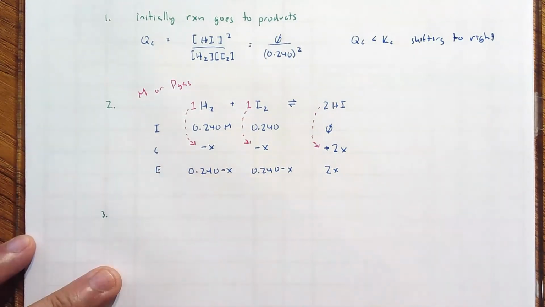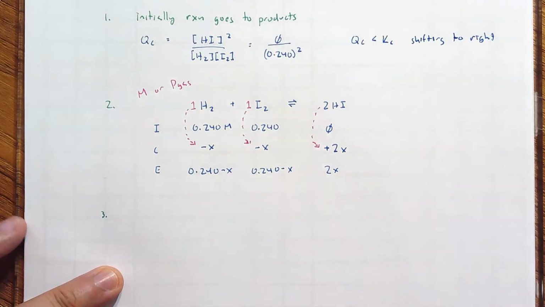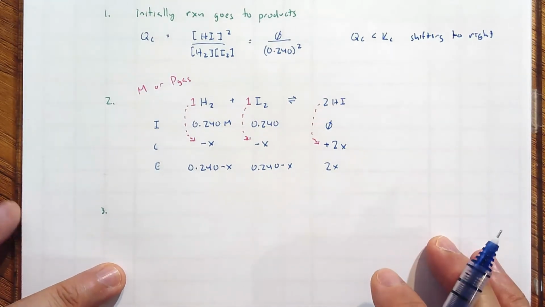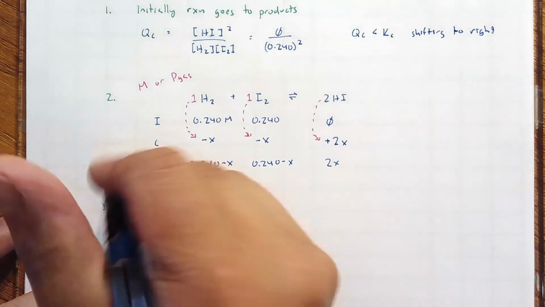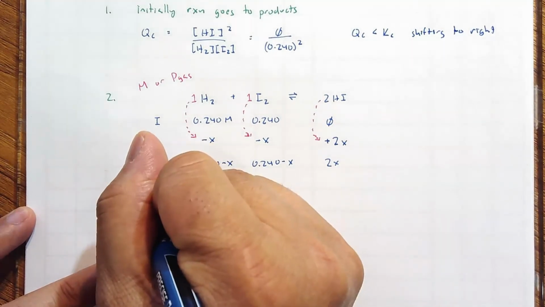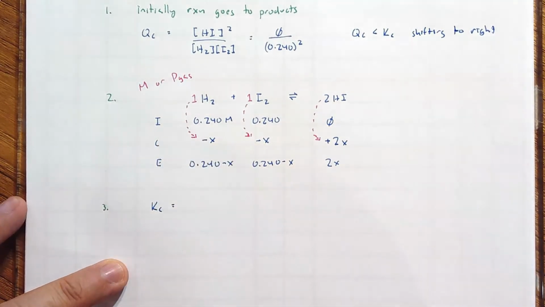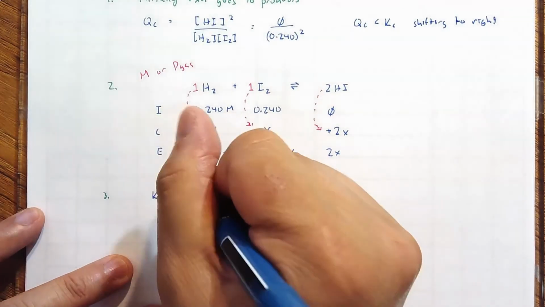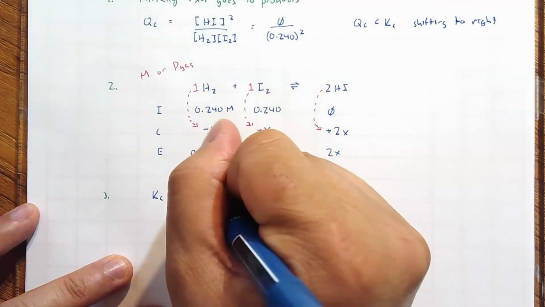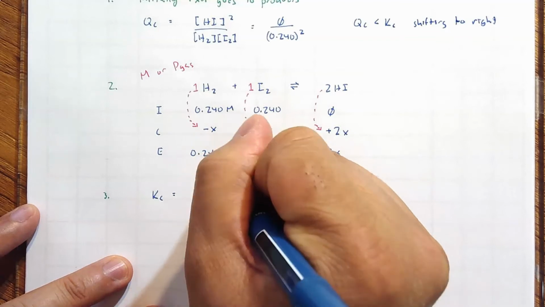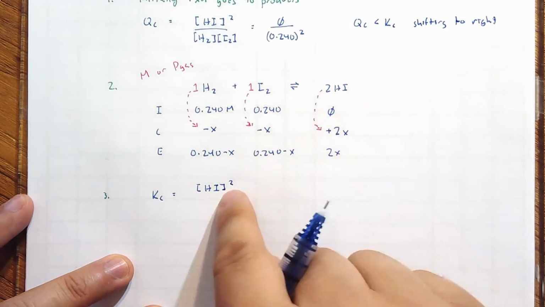Number 3, the third step is to set up your equilibrium expression. So the equilibrium expression is Kc, products over reactants, but remember to use the coefficient as the exponent.